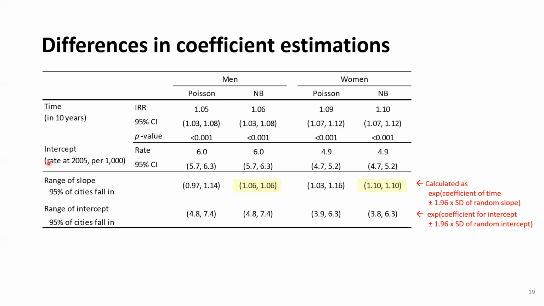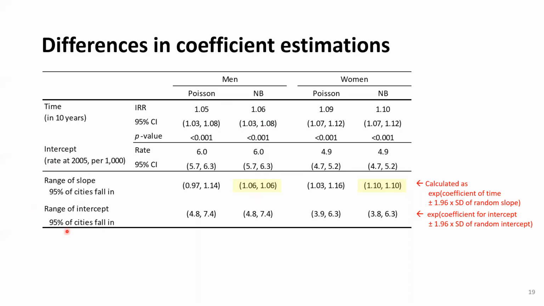And how about the intercept, or the rate at 2005? The estimate is the same, and the confidence intervals are the same. So if we are interested in only this part, in general, overall, what is the effect of time and what is the rate at 2005, it doesn't matter which model we take, Poisson or negative binomial. However, say we want to also present this one. There is a difference between Poisson and negative binomial. Let's go to the range of the intercept.